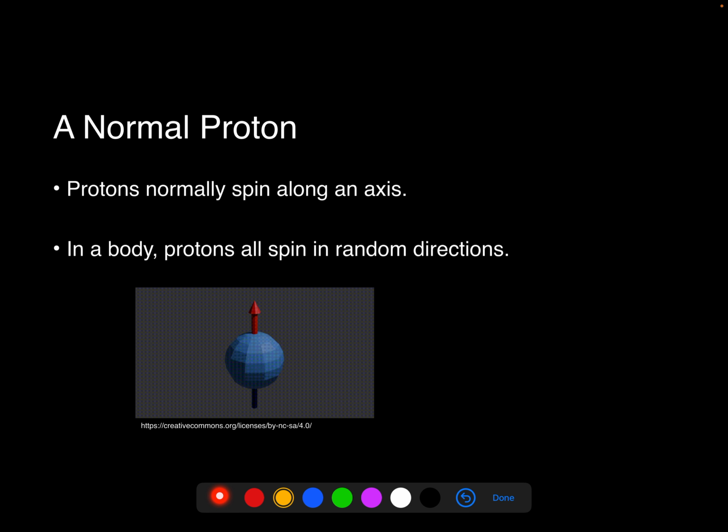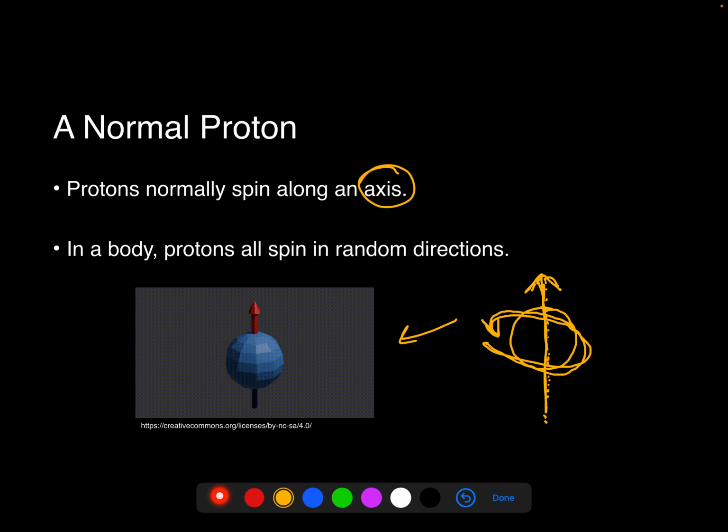Normally, protons spin along an axis. And what do we mean by that? We mean that if the sphere in this image is the proton, you can imagine a line that goes through the middle of it. And around that line is how it spins. This line here is the axis, and the proton normally spins around here.